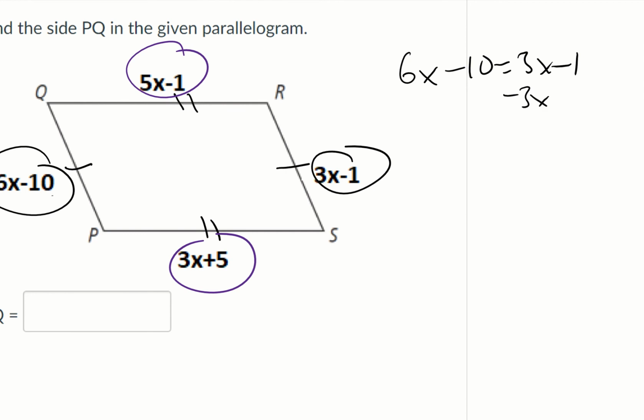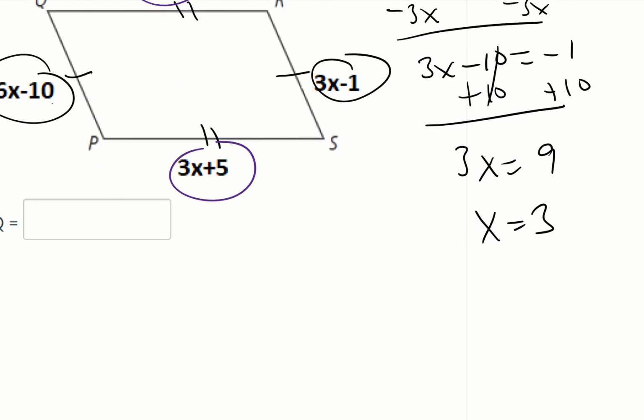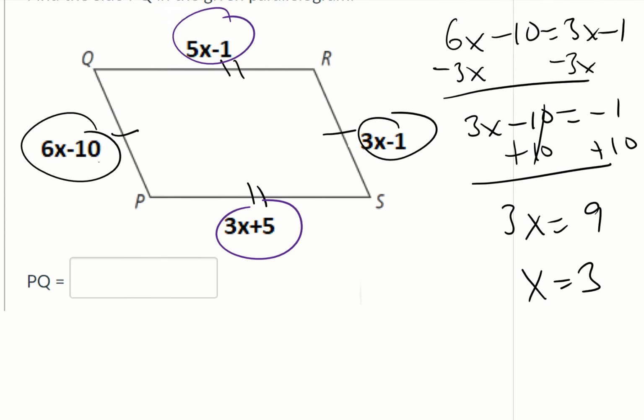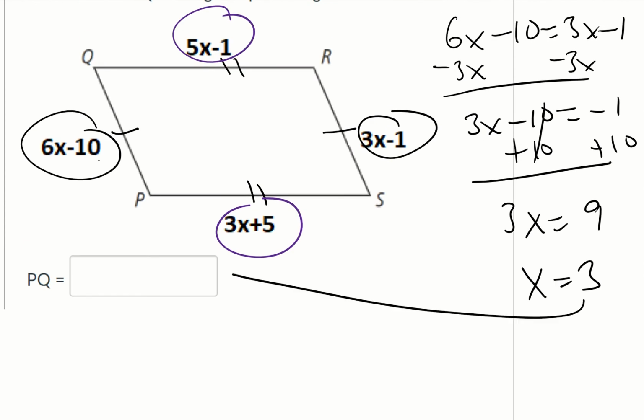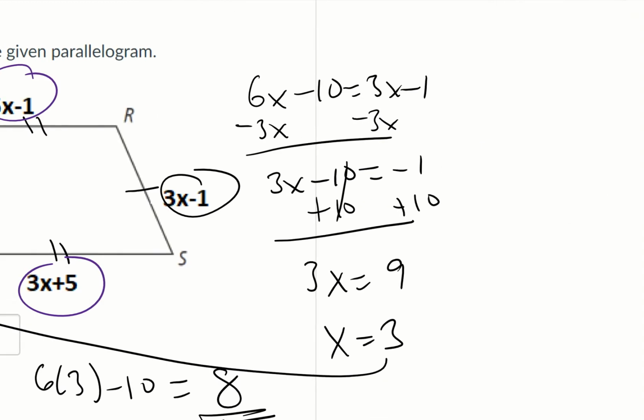So we'll subtract 3x on both sides. Then we'll add 10. So x has to be equal to 3. And we get PQ is this guy, so we can plug it in here. 6 times 3 minus 10 equals 18 minus 10, which is 8. And that's how you would get it. Now you could solve for the purple and you would get the exact same thing.